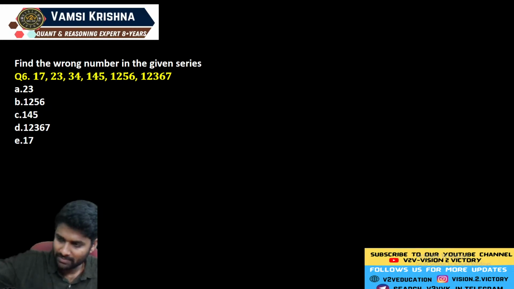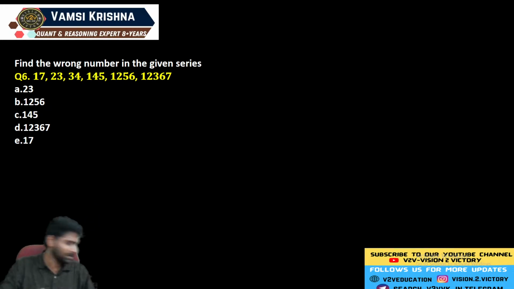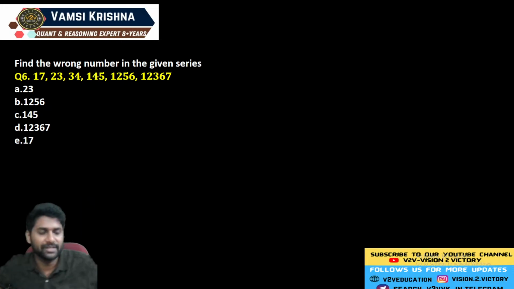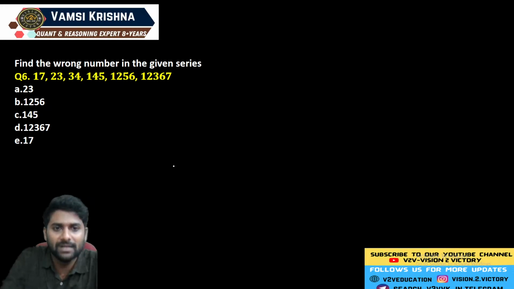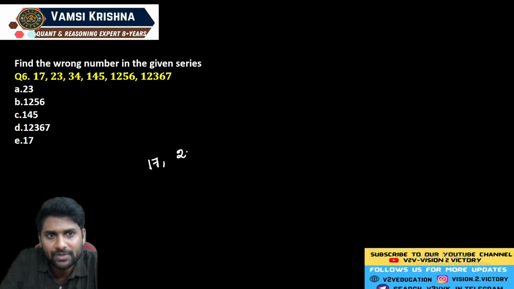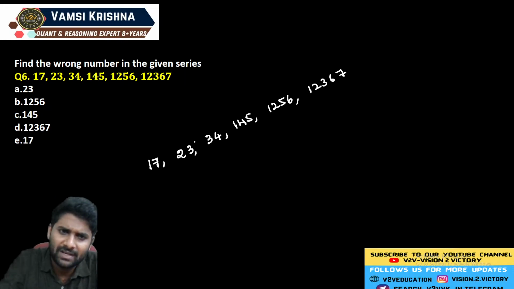Now you just tell me what is the wrong number in the given series. Everyone just try to solve this question, guys. The numbers are 17, 23, 34, 145, 1256, 12367. Guys, just find the difference.